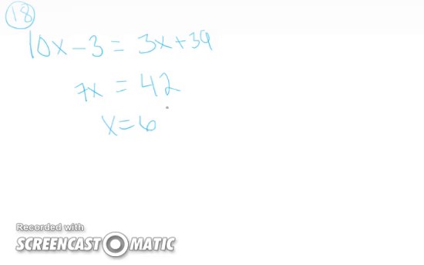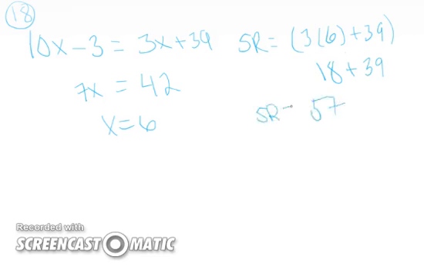That's not what I'm supposed to find. I'm supposed to plug it back in for SR. SR is 3 times 6 plus 39. We do 3 times 6, which is 18. 18 plus 39 is going to give me 57. So SR is equal to 57.